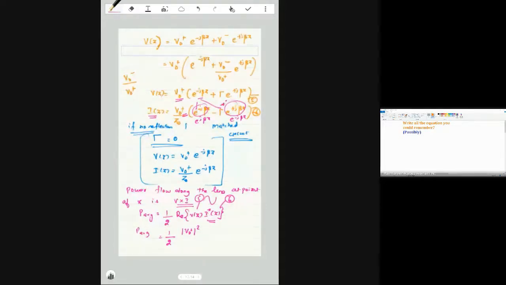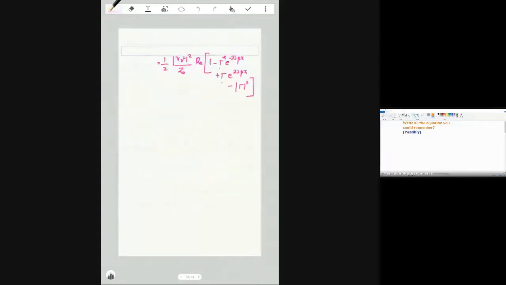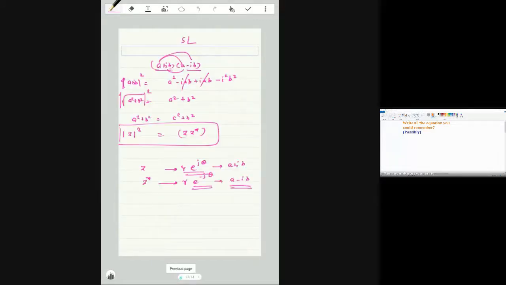When you multiply this and this, you'll get gamma star and e power minus j beta z and e power minus j beta z. So it's a minus gamma star e power minus 2 j beta z. Another e power 2 j beta z comes from this multiplication. I'll tell you so many things here.